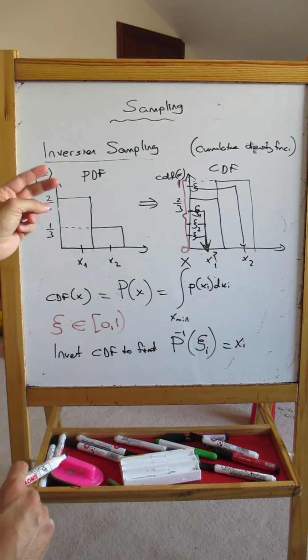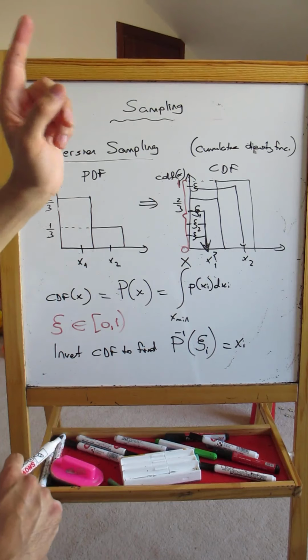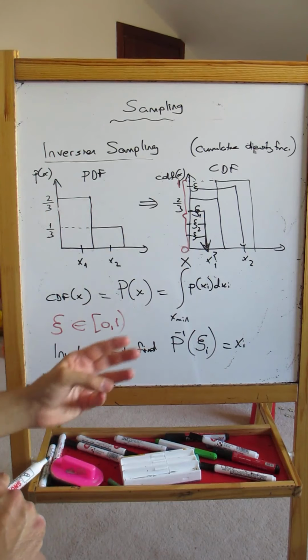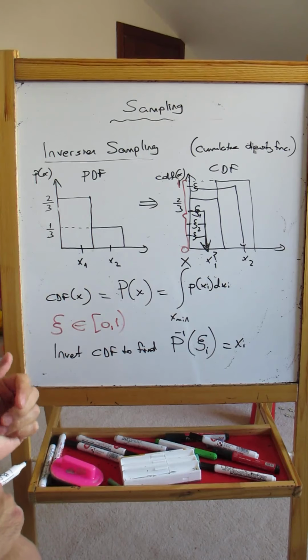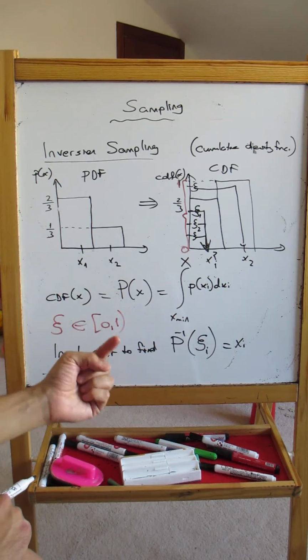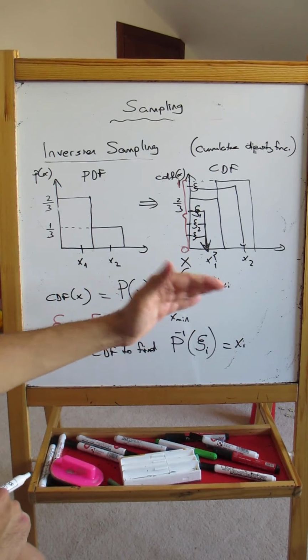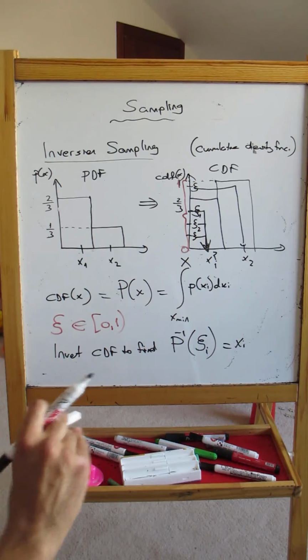Summary. First of all, you choose a PDF. Step 1. Step 2, you compute the corresponding CDF. Step 3, you invert the CDF. And step 4, you give the chi, a uniform pseudorandom number, to the inverted CDF to get your sample value. I said 2 steps, but actually it has 4 steps.